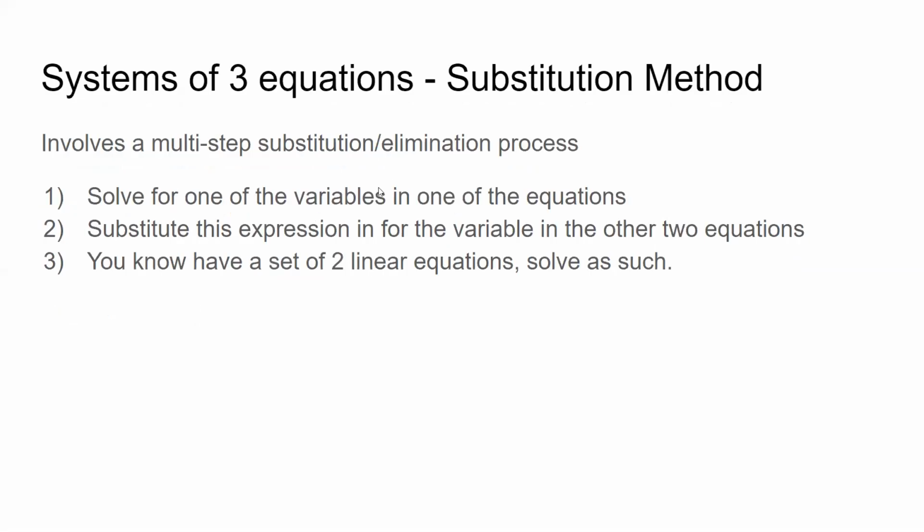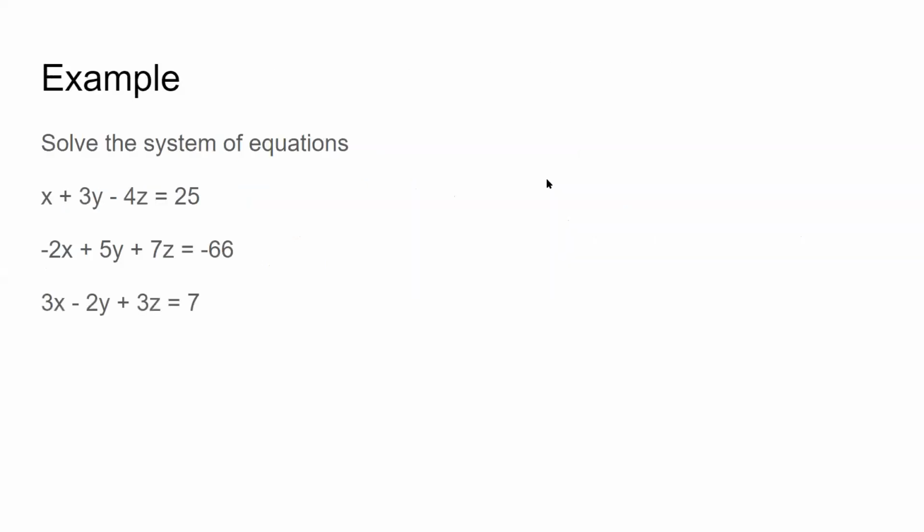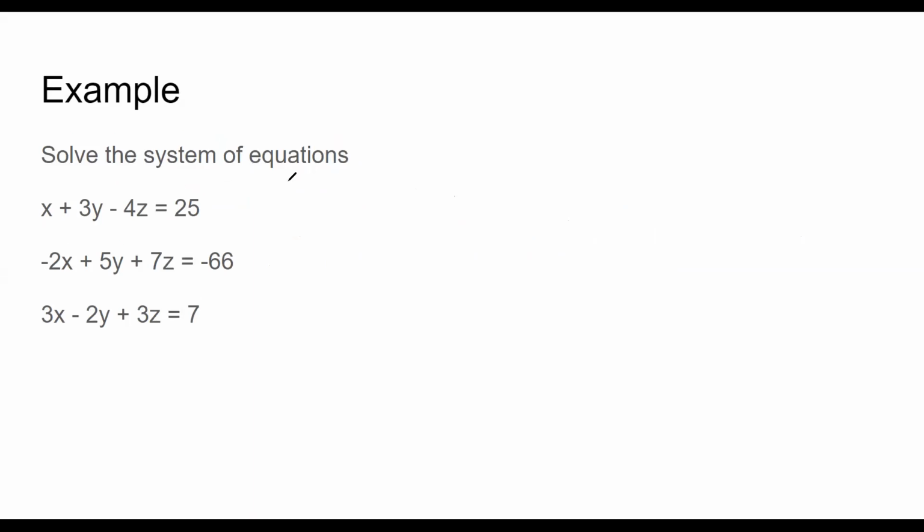Okay, so what you do is you solve for one of the variables in one of the equations, just like you're solving a system of 2 equations. And then after you find the expression for one of the variables, you substitute it back into the other 2 equations. And then you're left with a set of 2 equations. The easiest way to do this is to do an example because this could be a little difficult to explain without showing how to do it.